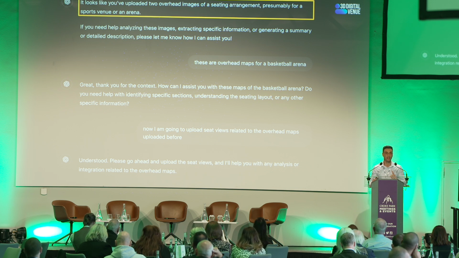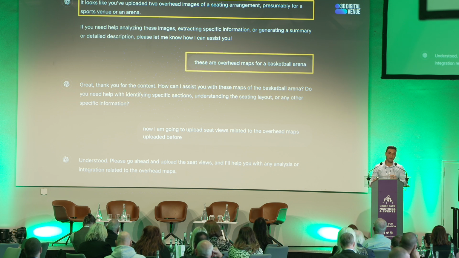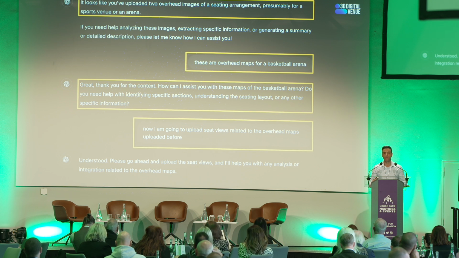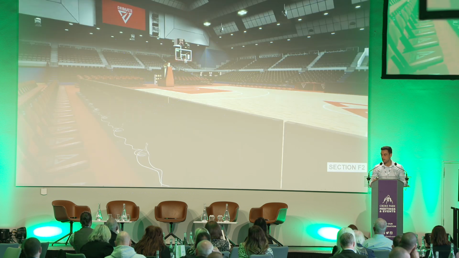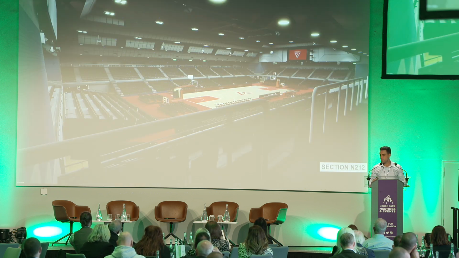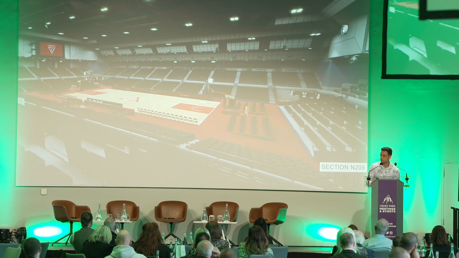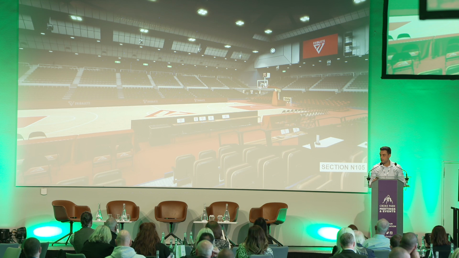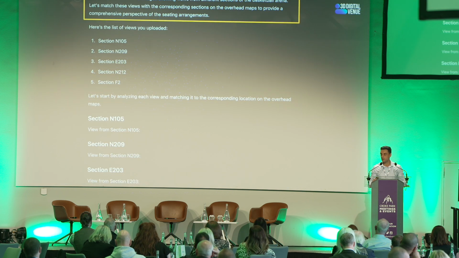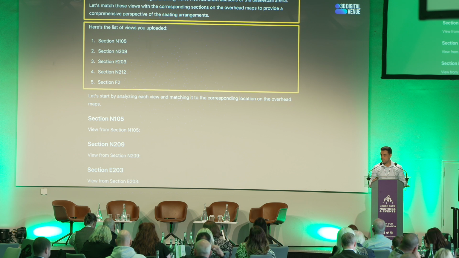That's pretty cool, again, image analysis using generative AI. And I tell it, yes, it's an overhead map for a basketball arena. It says thank you. And now I'm going to upload several seat views, okay? So I'm uploading this one, section F2, the N212, the E203, the 209, and the 105. And the system is going to be able to understand and correlate those images with the overhead maps that I uploaded before, okay?